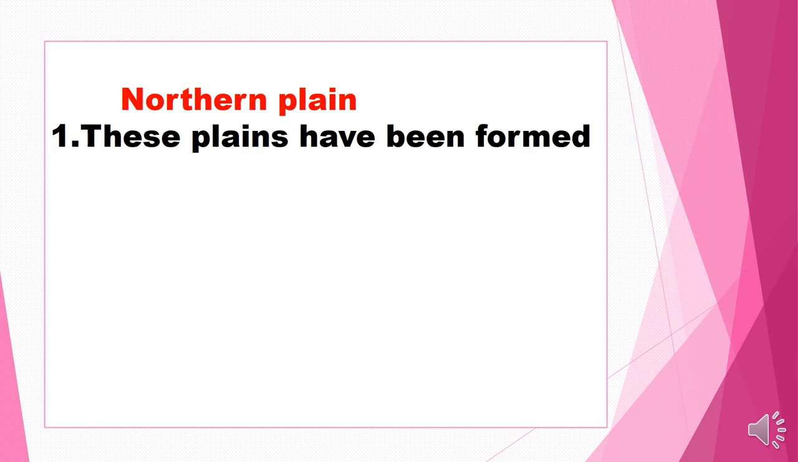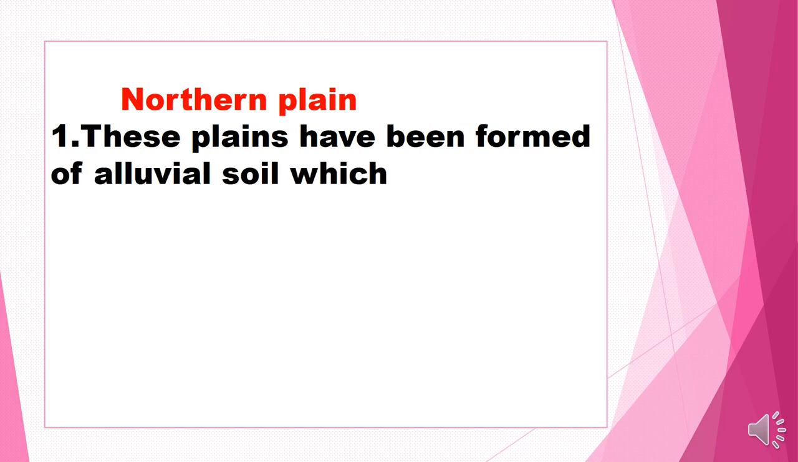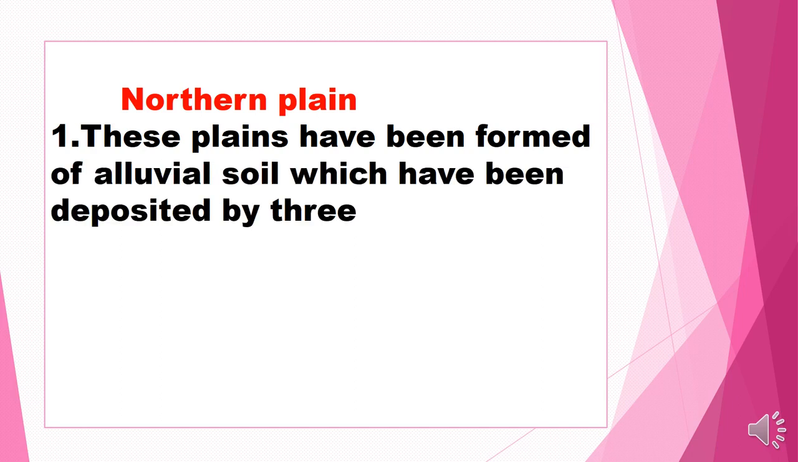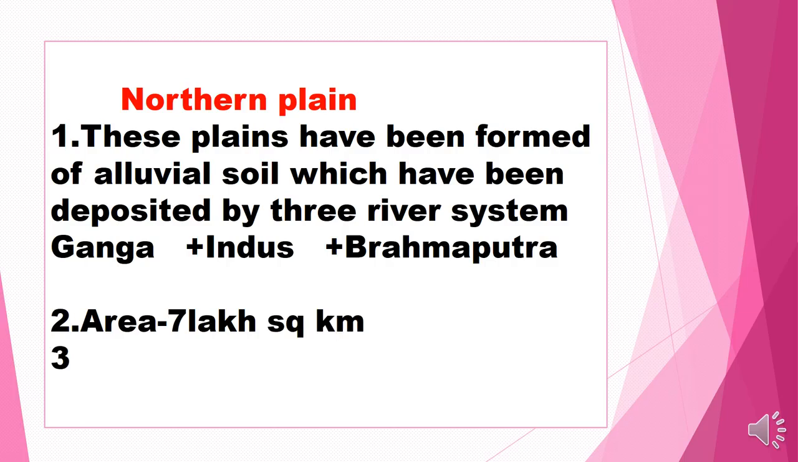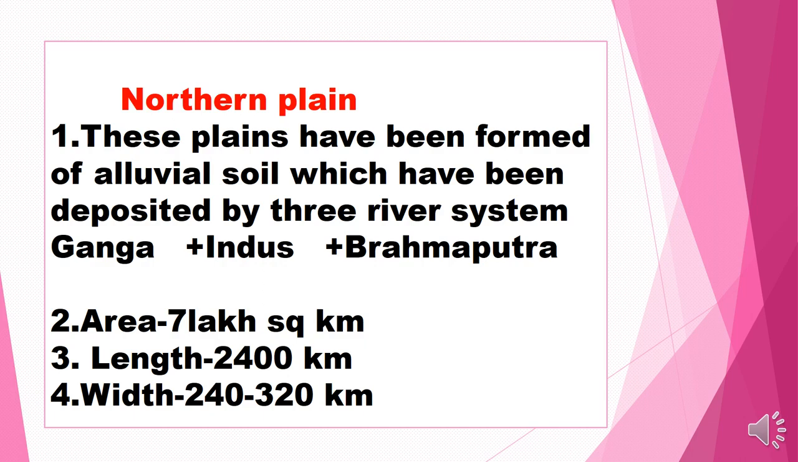After Himalaya, the northern plain area is formed by many Himalayan rivers, and these plains have been formed of alluvial soil. This alluvial soil is carried forward by many rivers, because many rivers come from the Himalaya, and they carry forward sand and silt. When sand and silt accumulate in one place, they form the northern plain area. So the northern plain area is formed by three river systems, Ganga, Indus and Brahmaputra, and they formed the largest delta in the world.